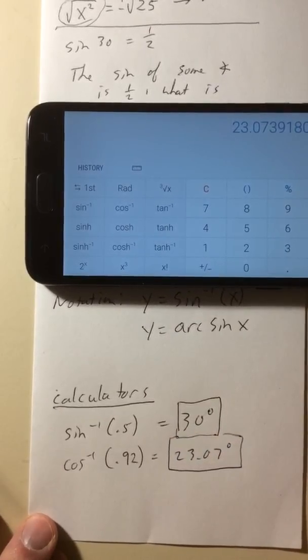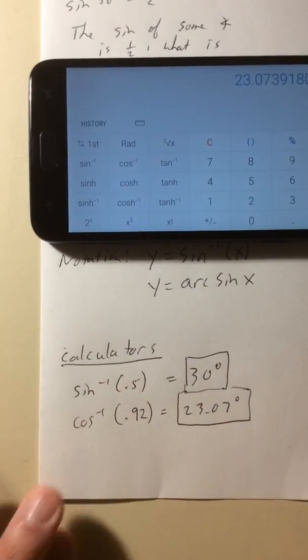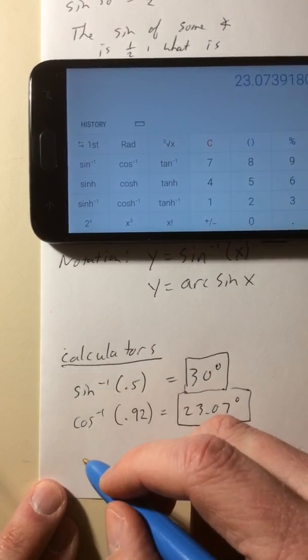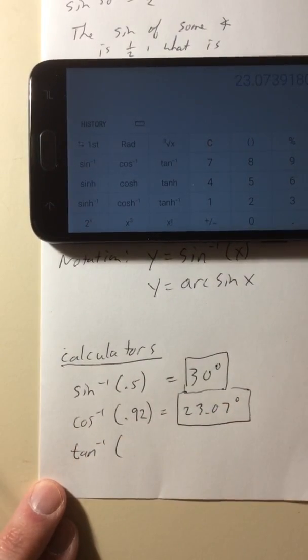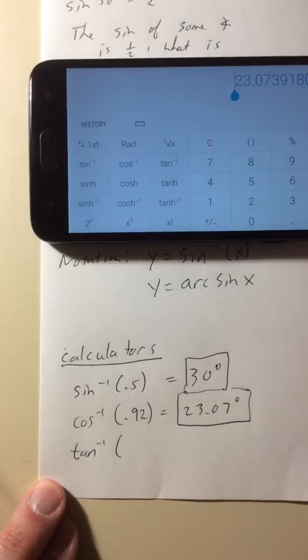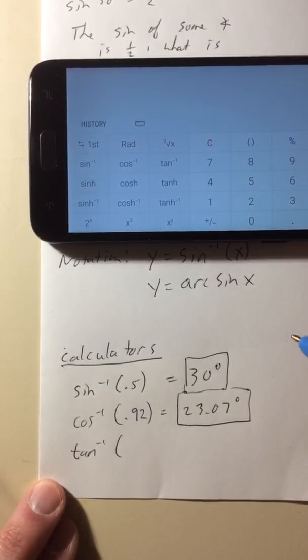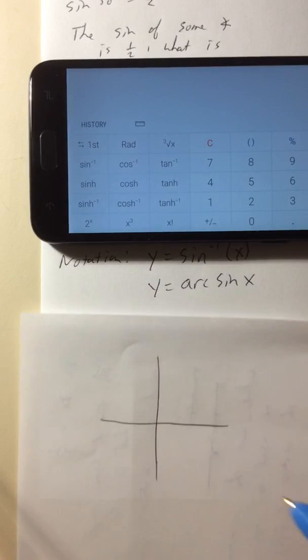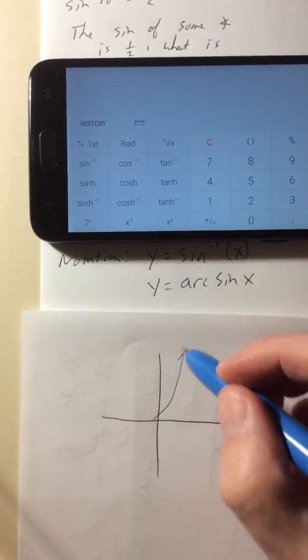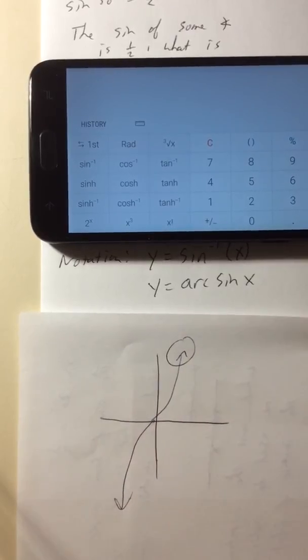So again, just using your calculator to do this. We're just going to do sine, cosine, and tangent today. We'll do secant, cosecant, and cotangent next time. And let's do tan -1. Now, of course, because of the nature of the tangent function, which I'll make a little quick sketch right here, we know that the tangent function does this. So y values can go up to infinity and down to -infinity.